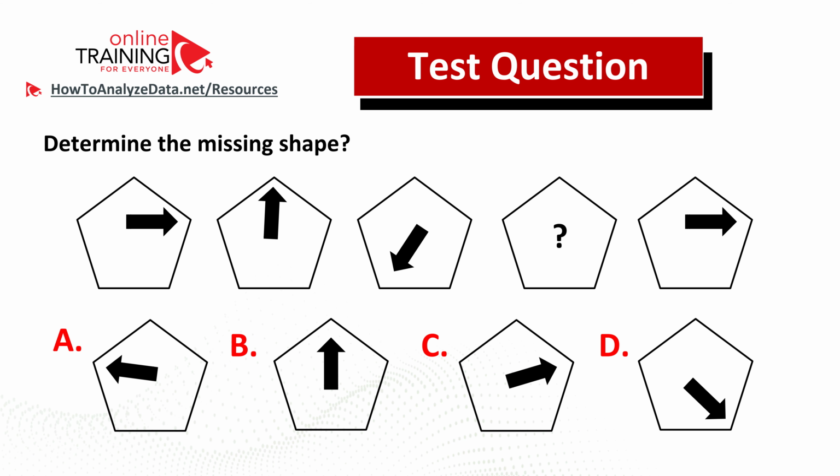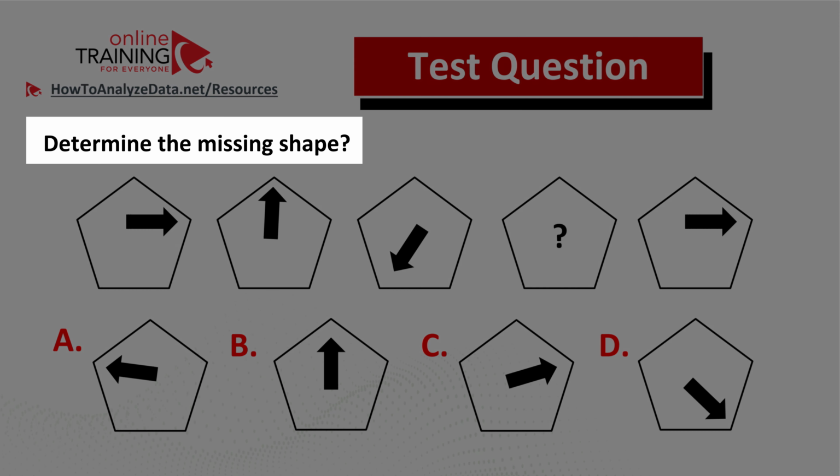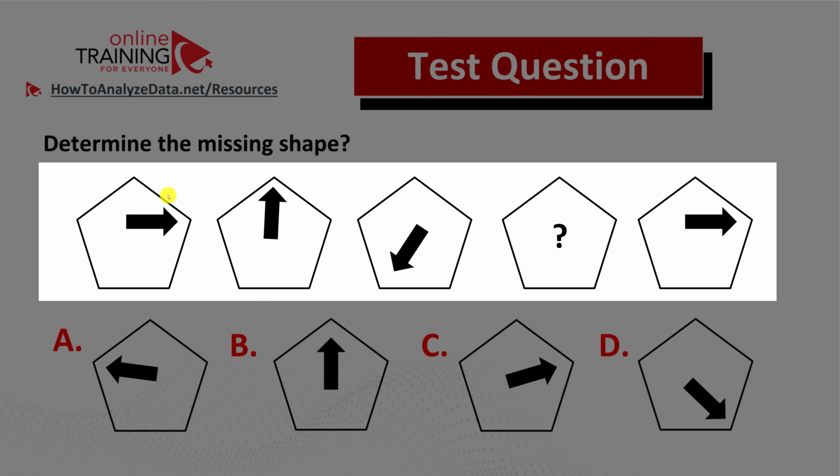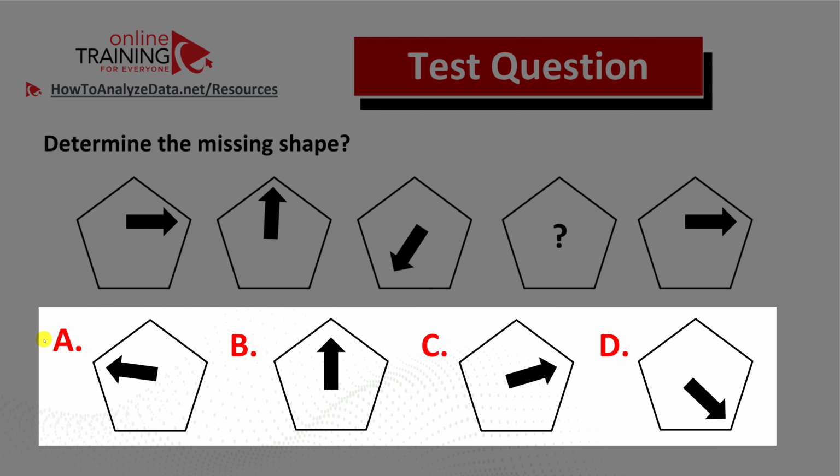Let's look at the interesting and tricky question we frequently see on the test. Determine the missing shape. You're presented with a sequence of 5 shapes. All of them are pentagons, and in each one, an arrow points in a different direction. There are 3 shapes with an arrow. The 4th shape has a missing arrow, and this is what you need to determine. And then there's also a 5th shape. And you have 4 different choices. All of them contain pentagons with an arrow pointing in a different direction.